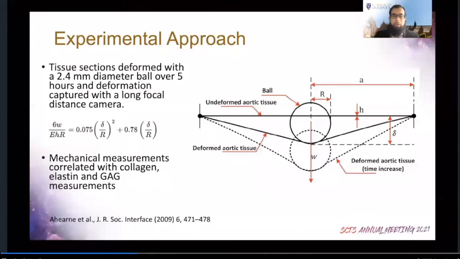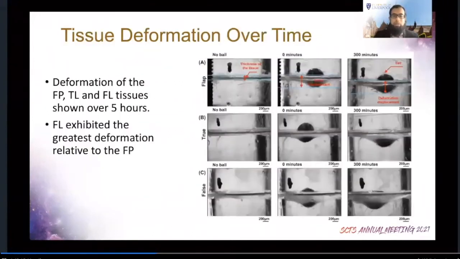These mechanical measurements are correlated with collagen, elastin, and glycosaminoglycan measurements, as well as with elastin organization via histology. These images show what is captured with a long focal distance camera with this ball indentation technique. You can see how the ball deforms the tissue instantaneously for the flap, the true lumen, and the false lumen, and also over 5 hours. So over 300 minutes, we can see how the tissue responds to a fixed load over time.